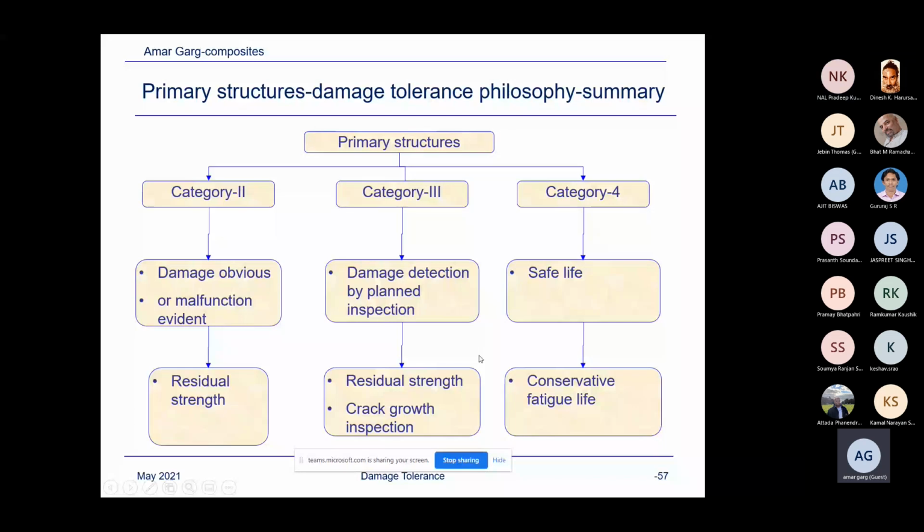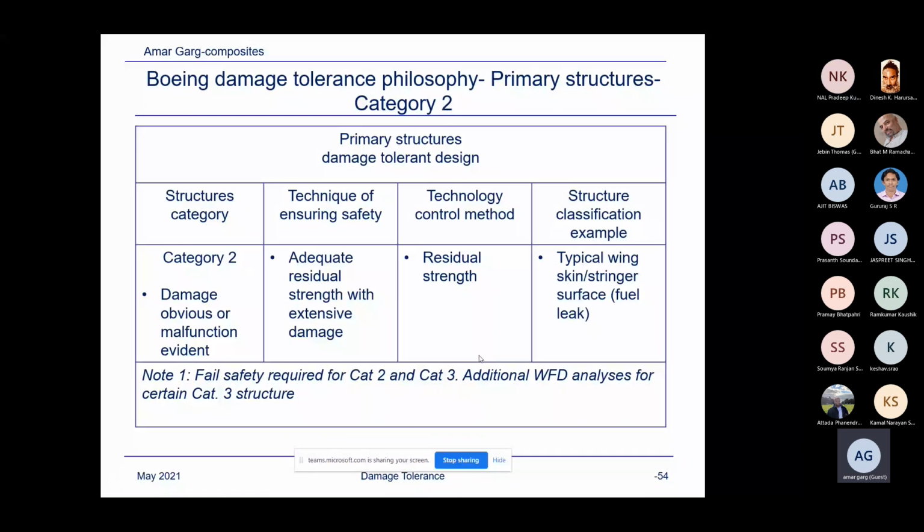It depends. Category 2 is damage obvious. Suppose you have a large damage which is visible from outside, like a skin to stiffener and the skin panel broken, outside it can be visible, a large crack. But if you are considering the stiffener which is hidden inside and the fasteners over there, the cracks are initiating from that. The clear pictures I should have shown, they are given in those references.